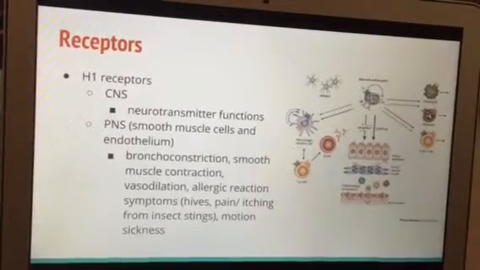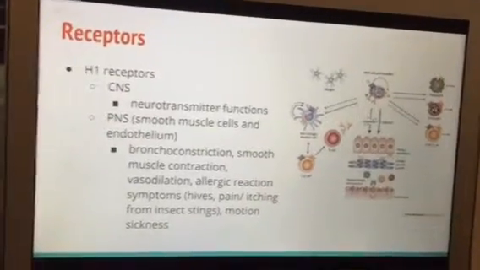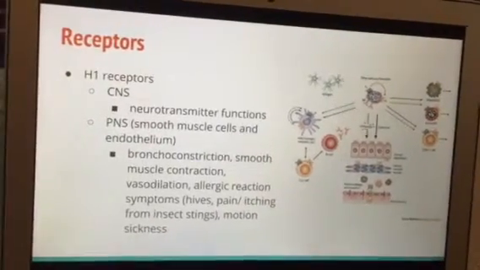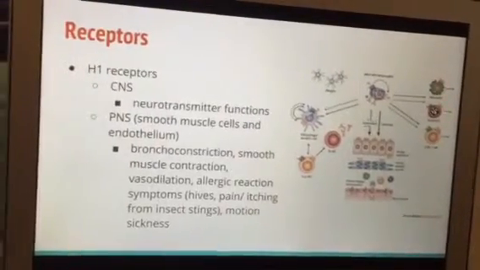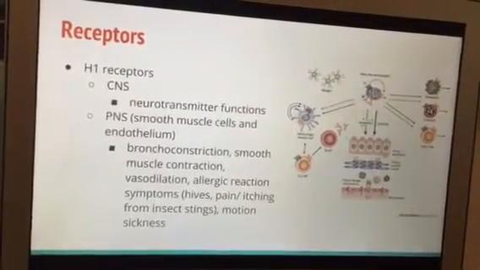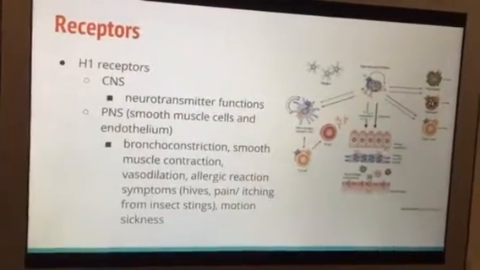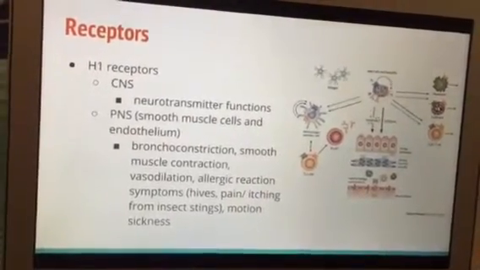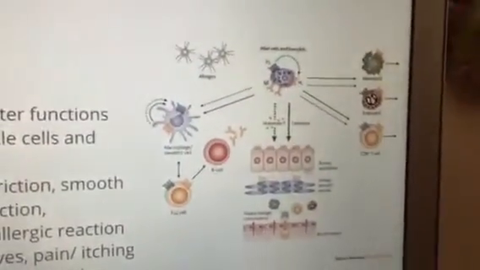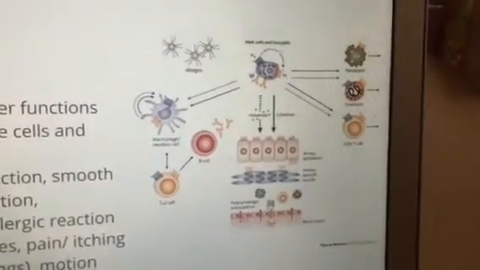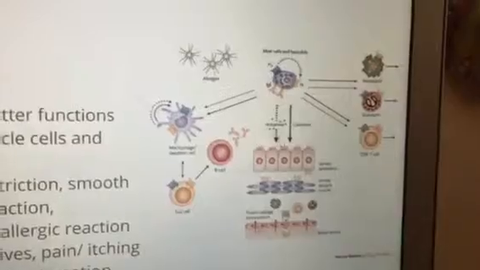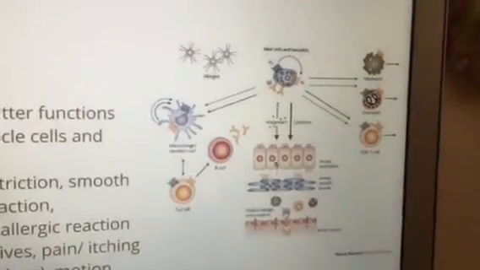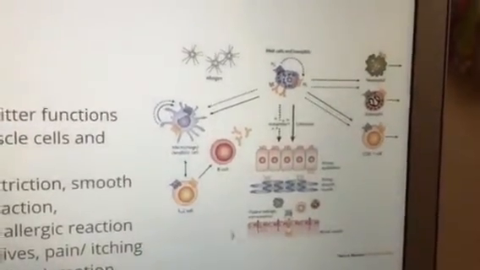bronchoconstriction, which is the airways in the lungs being constricted, smooth muscle contraction, vasodilation, which is the dilation of blood vessels, and allergic reaction symptoms such as hives and pain and itching from insect stings, as well as motion sickness. So this diagram right here kind of shows how the H1 receptor functions, especially in neurotransmitter functions.